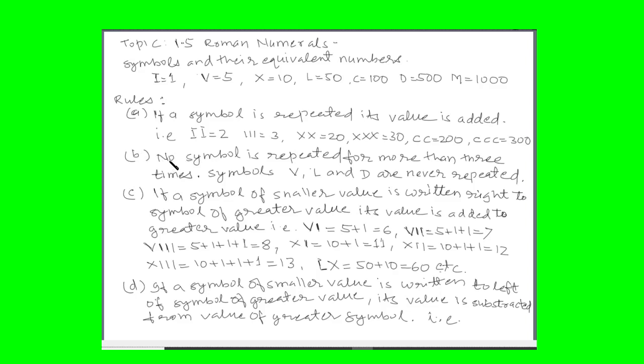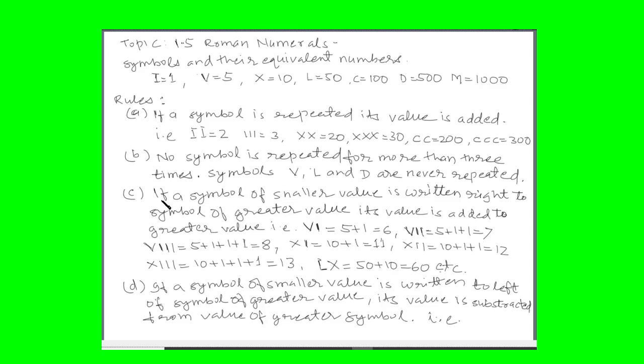Rule B: no symbol is repeated for more than 3 times. So you cannot repeat either I or X or C or any other symbol for more than 3 times. And symbols V, which is equal to 5, L, which is equal to 50, and D, which is equal to 500, are never repeated. These cannot be repeated. They are used only once.